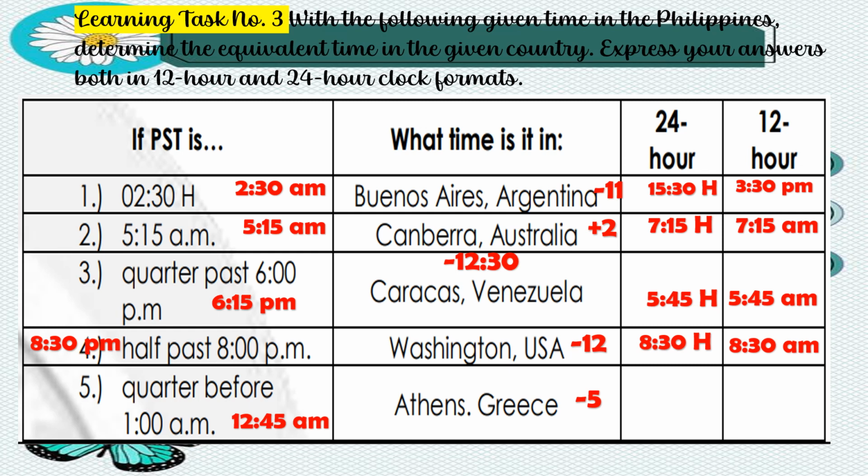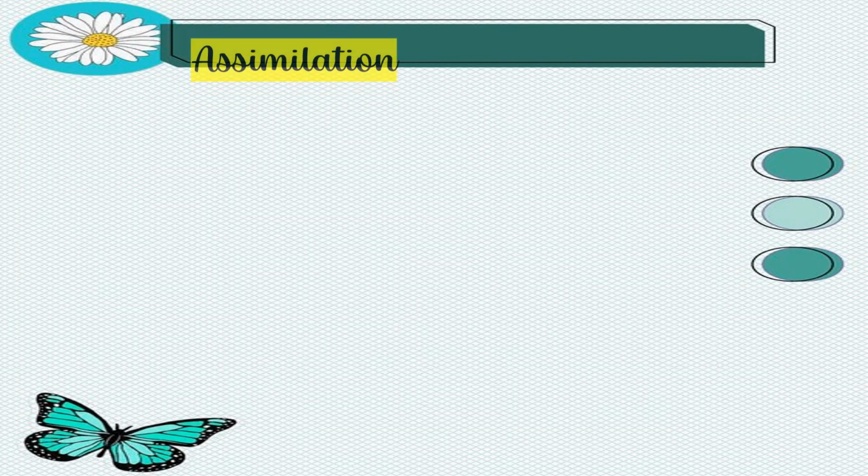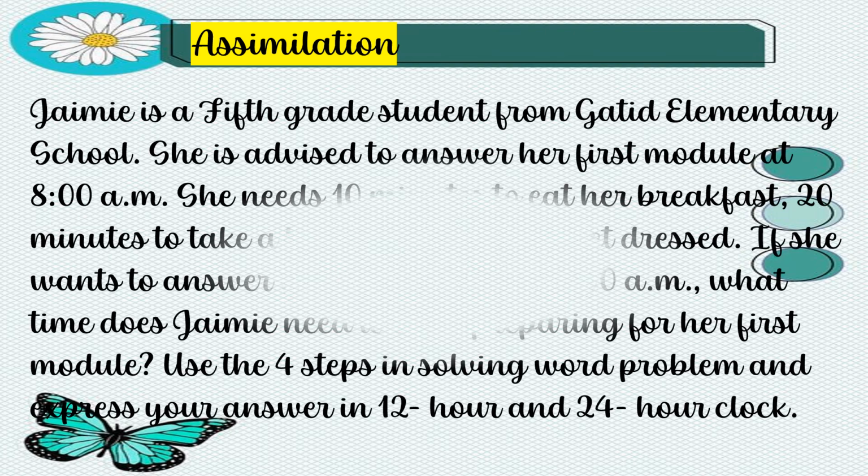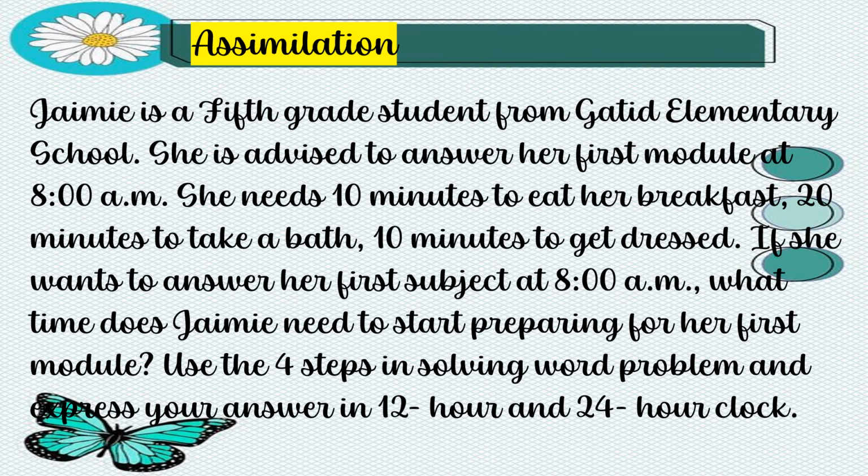So, kung 12:45 AM sa atin, balik tayo ng oras ng 5 oras. No? Pabalik tayo ng 5 oras. So, ang oras sa kanila ay 7:45 PM. And then, ang 24-hour clock format is 1945 hours. Okay? Now, for the assimilation, so this is another problem.